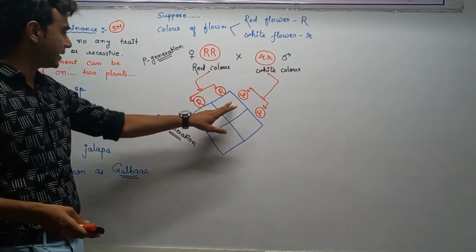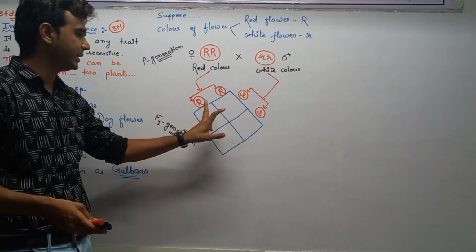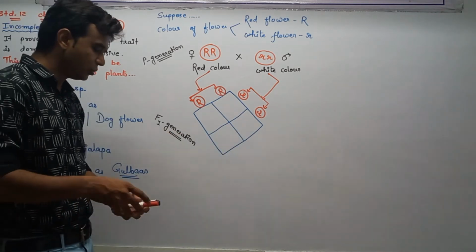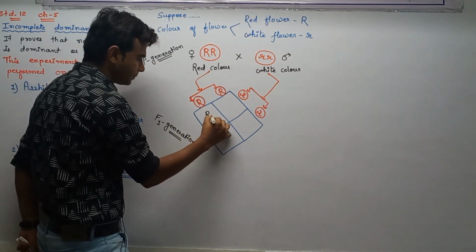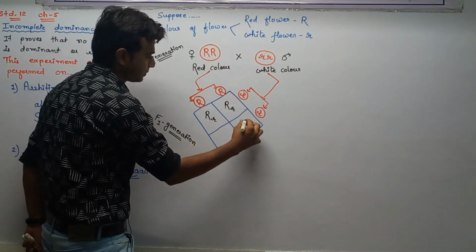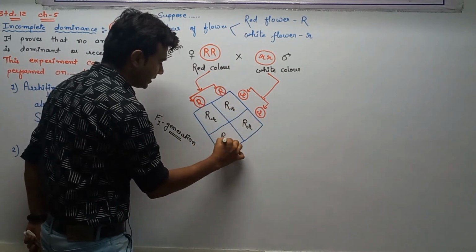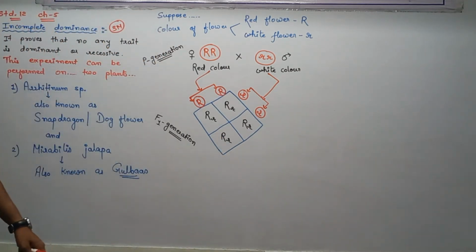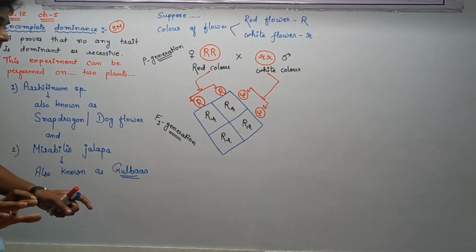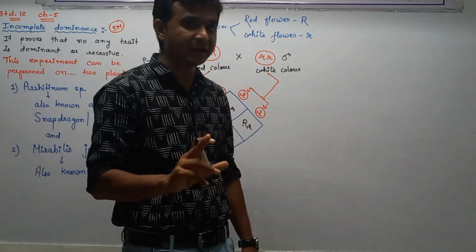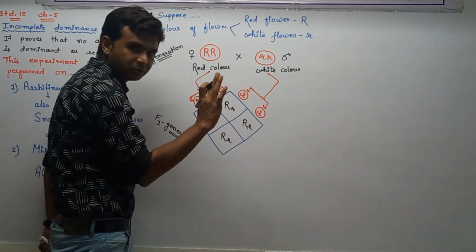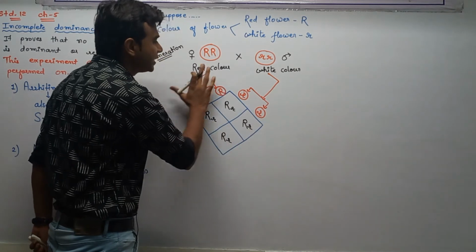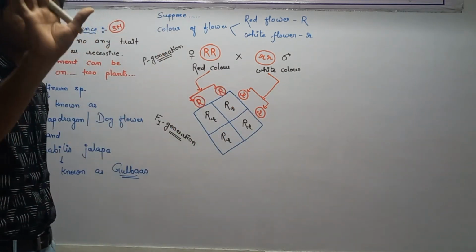So in these squares, express the type of zygote. You know which type of zygote forms here: capital R as well as small r, in all these squares. Capital R, small r. According to the monohybrid experiment, you would think that all the flowers are red in color, but that is wrong.